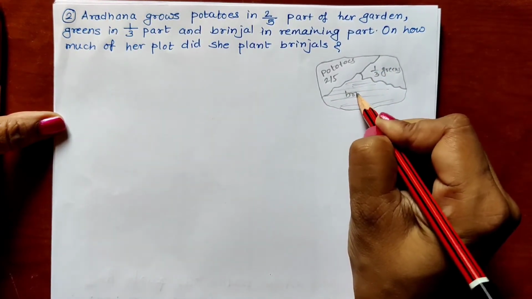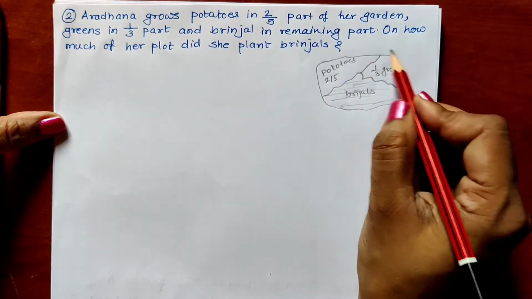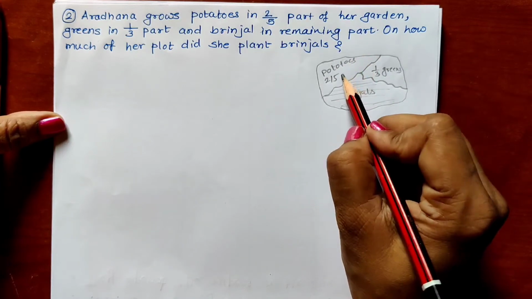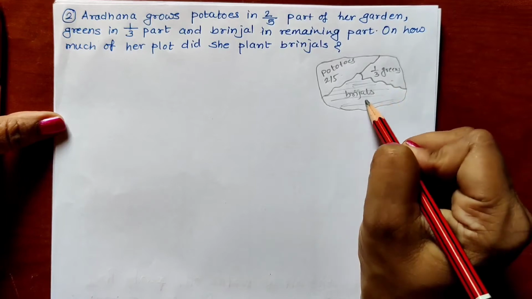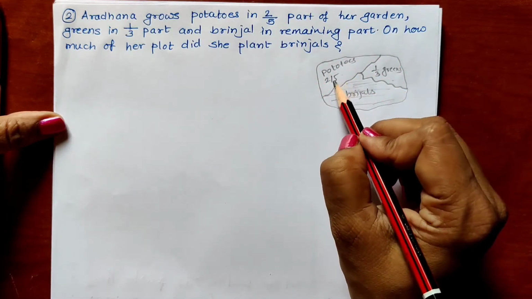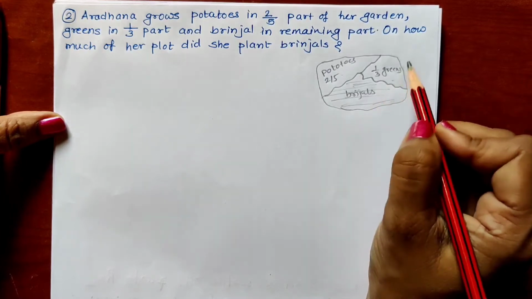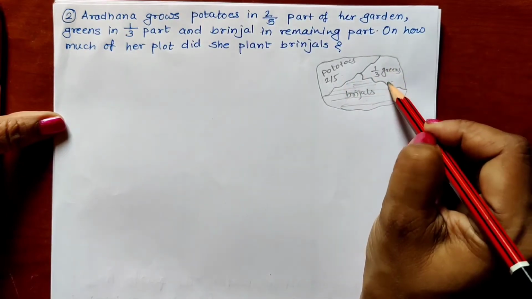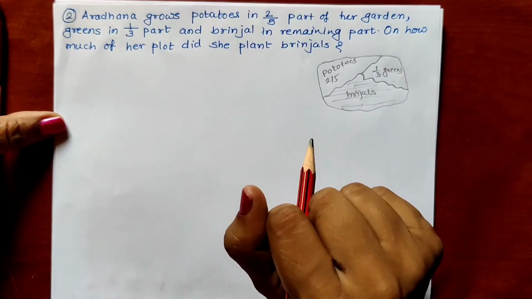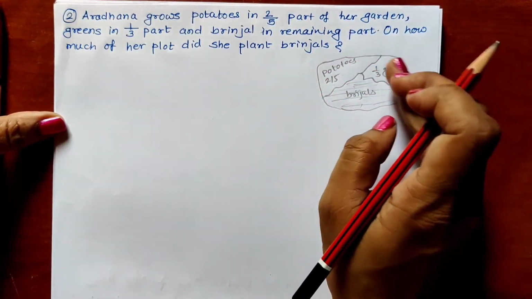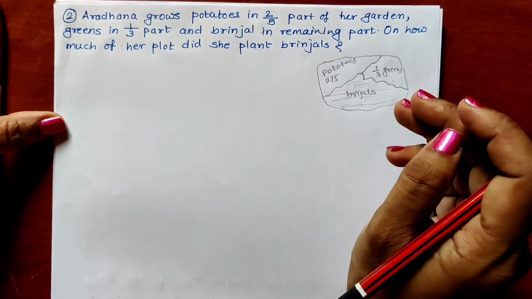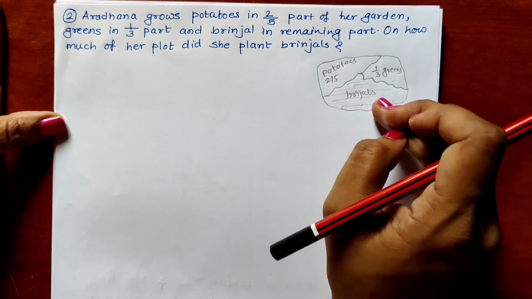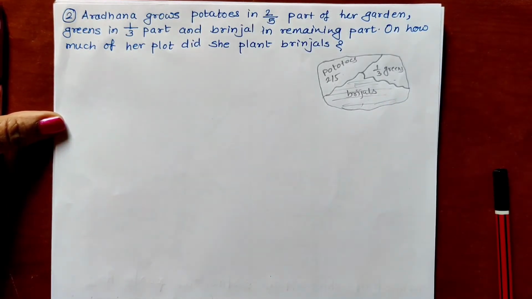So we have to find out this remaining part, and all these three parts make one garden. Okay, that means what? The total of part of potatoes, part of greens and part of brinjal makes one garden. Total of 2/5, 1/3, and part of brinjal is equal to 1. Single garden, one garden. So when we get this total of all these three parts is 1, we can easily find out the remaining part in which Aradhna planted brinjals. So let us solve this sum.